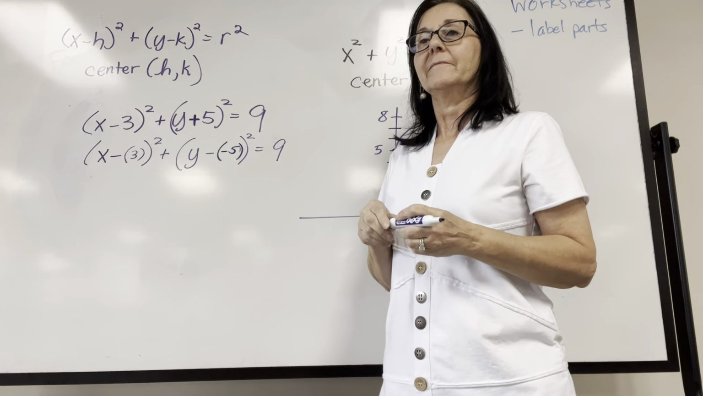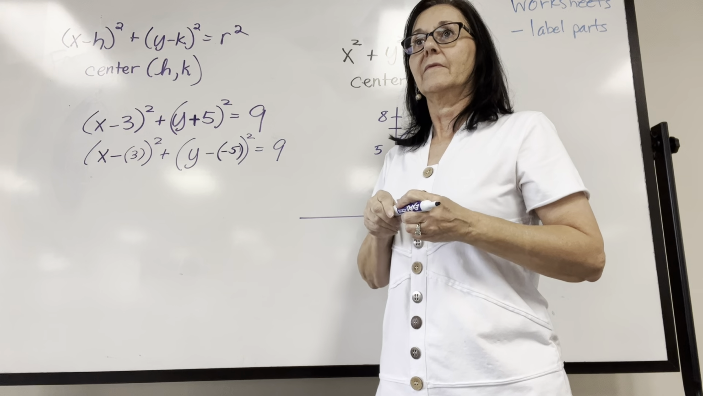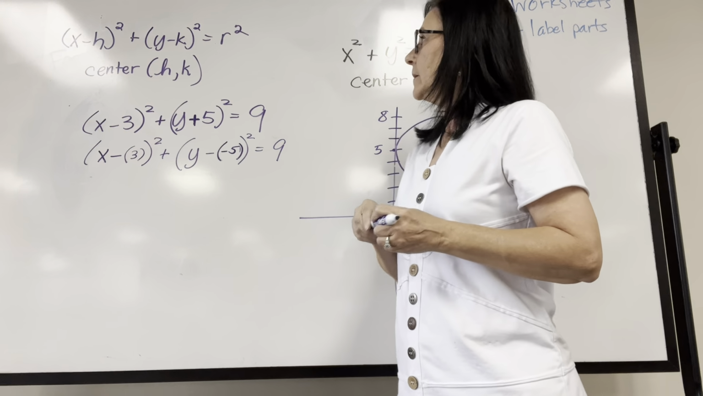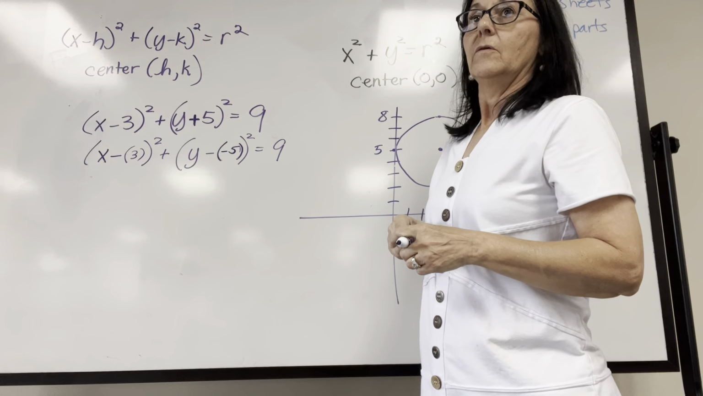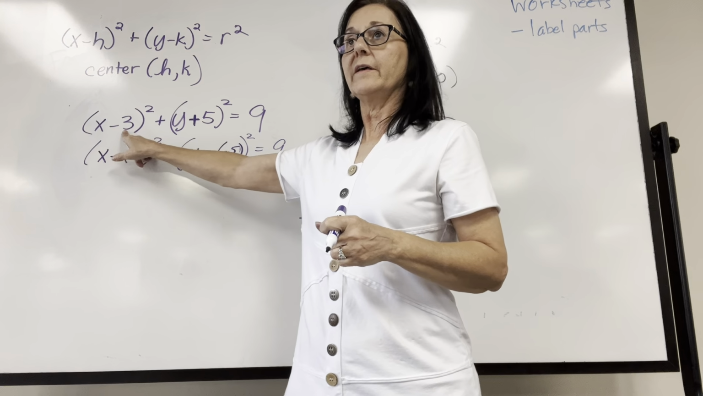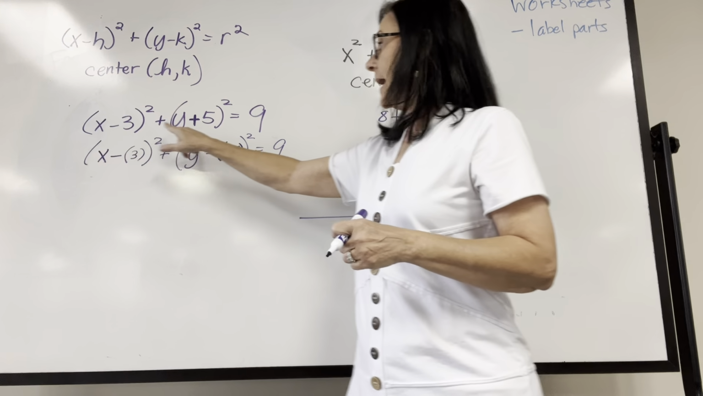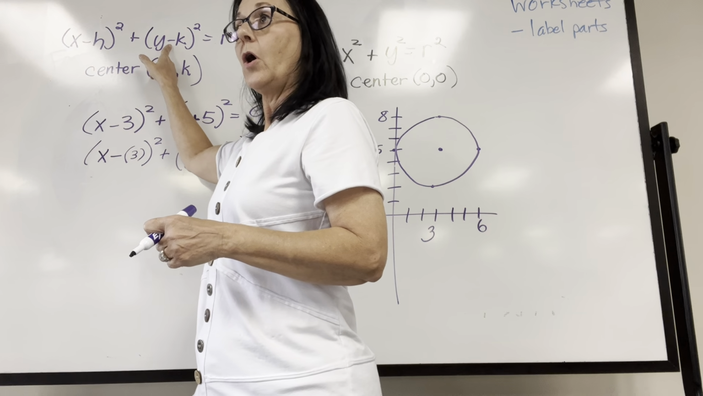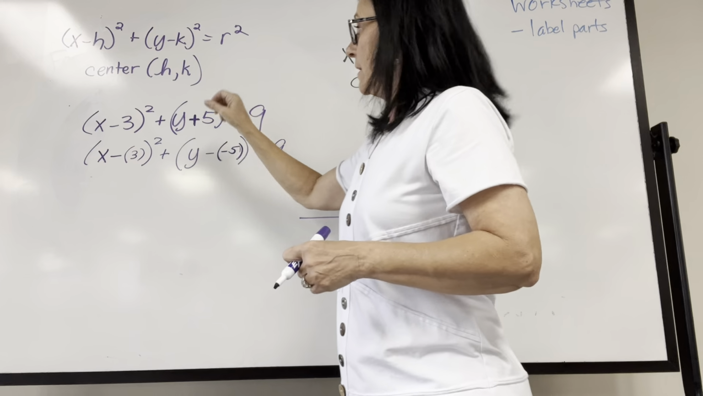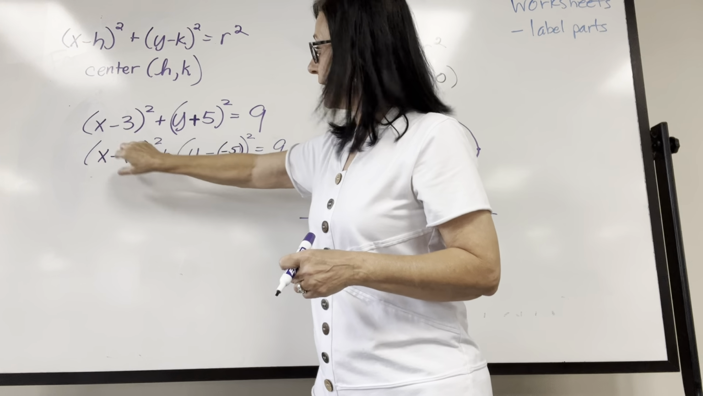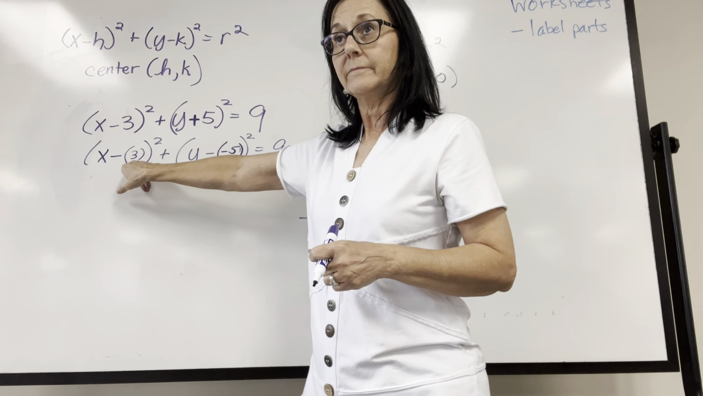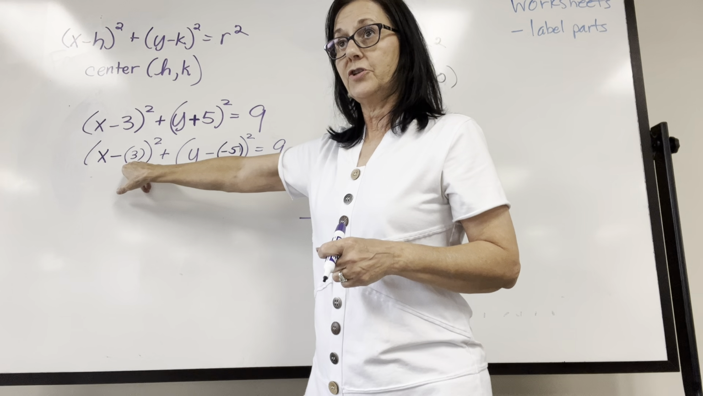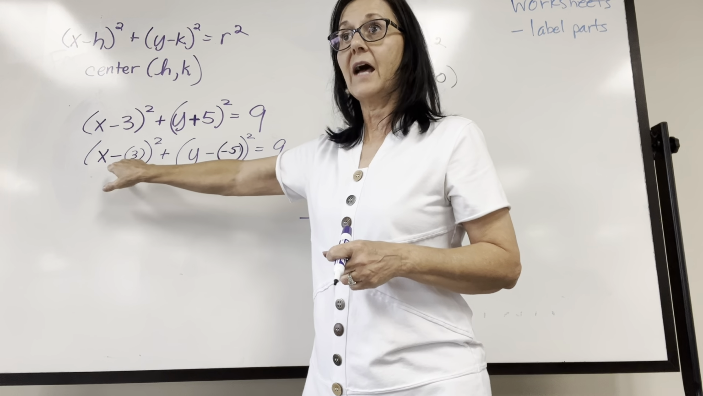Yes, Abby? I'm still not sure how to find H and K. Like, how do you know which one? Okay, H always goes with your X. K always goes with your Y. The minus signs are part of the equations. So when it's minus the value of H, which is 3, it's not -3.